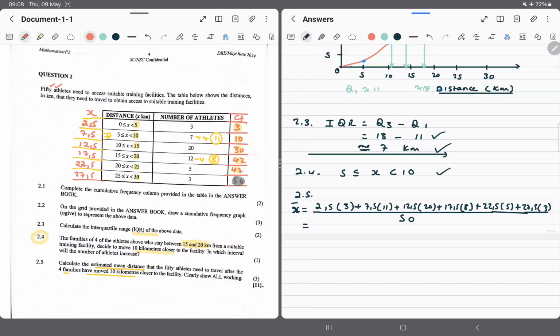So it's just a boring exercise. But you can see here, there's no moving fast, even if you like it, okay? 2,5 into 3 plus 7,5 into 11 plus 12,5 into 20 plus 17,5 into 8 plus 22,5 into 5 plus 27,5 into 3. That we divide by 50.